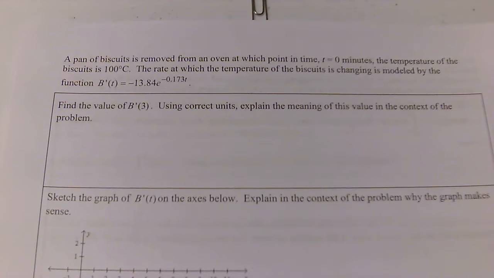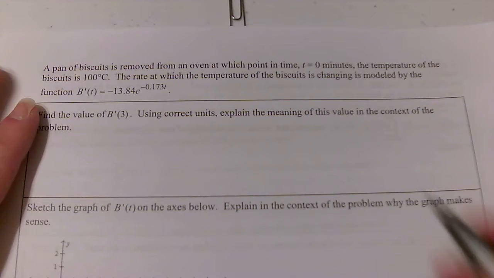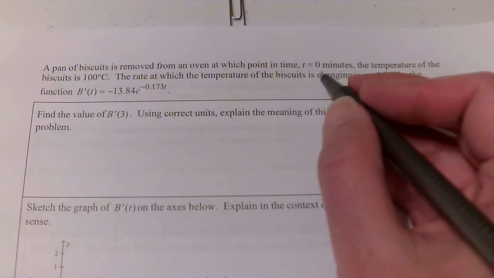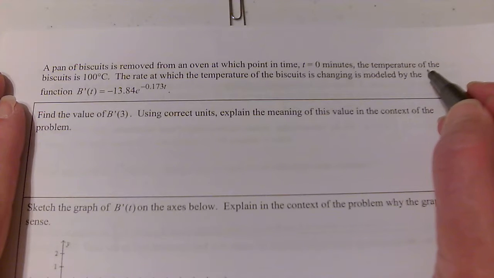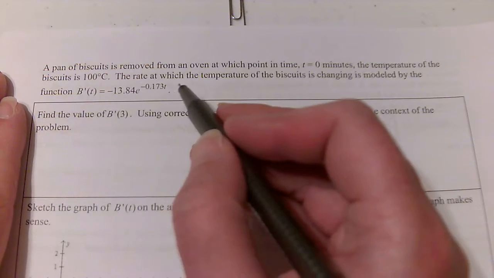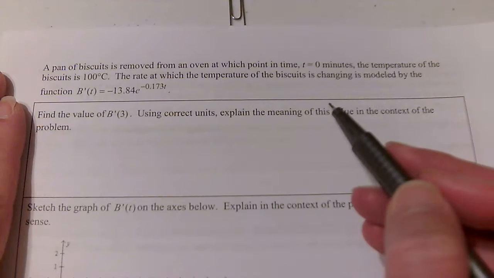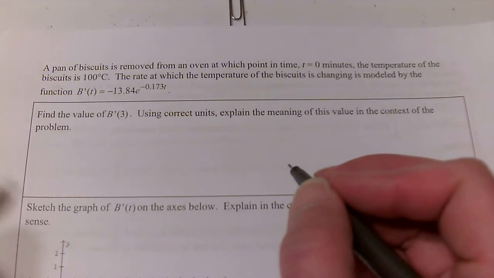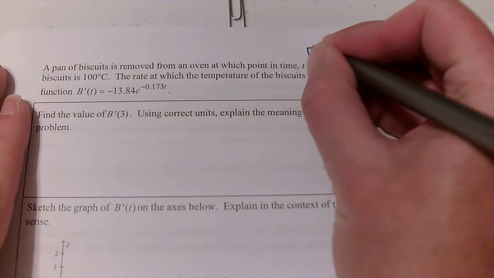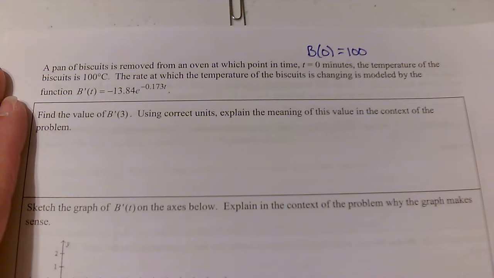The next example has to do with a pan of biscuits removed from an oven. So they were removed, and we're starting the timer as soon as they're removed. And as soon as they're removed, the temperature of the biscuits is 100 degrees. Now the rate at which the temperature is changing is modeled by this, and it's a rate, so that's why it's a derivative. But the temperature would be just your B. So B of 0 is 100. The temperature at 0 minutes is 100. That'd be helpful to know.